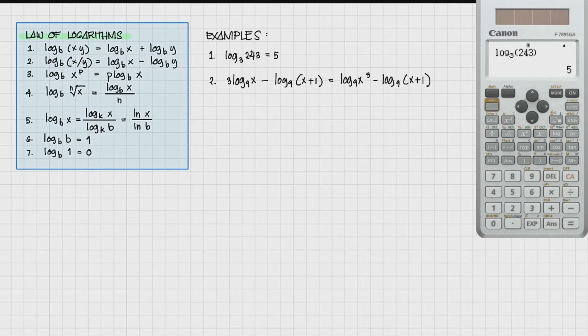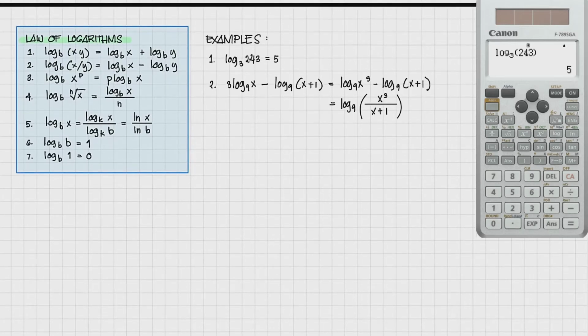From here, what can we do? You have a negative sign here, so we could use law number 2 to simplify this further. For law number 2, let's write it down here since we don't have enough space. So we have log base 9 of the quantity x cubed all over x plus 1. And that's the final answer for example number 2. Let's just highlight that.